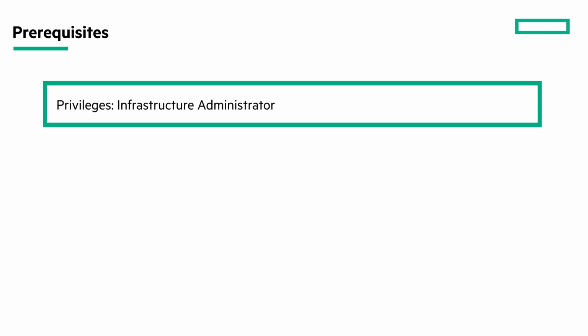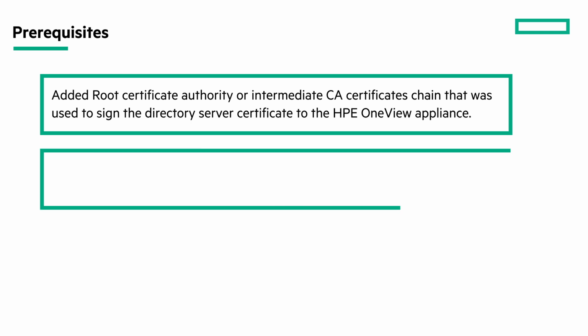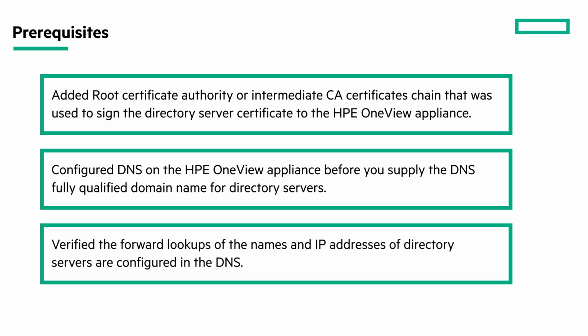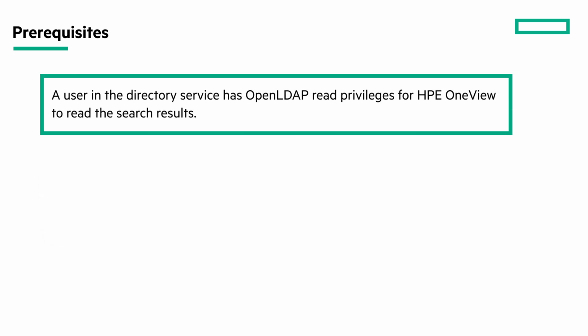Let us look at the prerequisites to be completed before we start. You must have infrastructure administrator privileges on this appliance. Before you begin, ensure that you have added the root certificate authority or intermediate CA certificates chain that was used to sign the directory server certificate to the HPE OneView appliance. Configure DNS on the HPE OneView appliance before you supply the DNS fully qualified domain for directory servers. Verify that the forward lookups of the names and IP addresses of directory servers are configured in the DNS. If you want to configure an OpenLDAP directory, ensure that a user in the directory service has OpenLDAP read privileges for HPE OneView to read the search results.